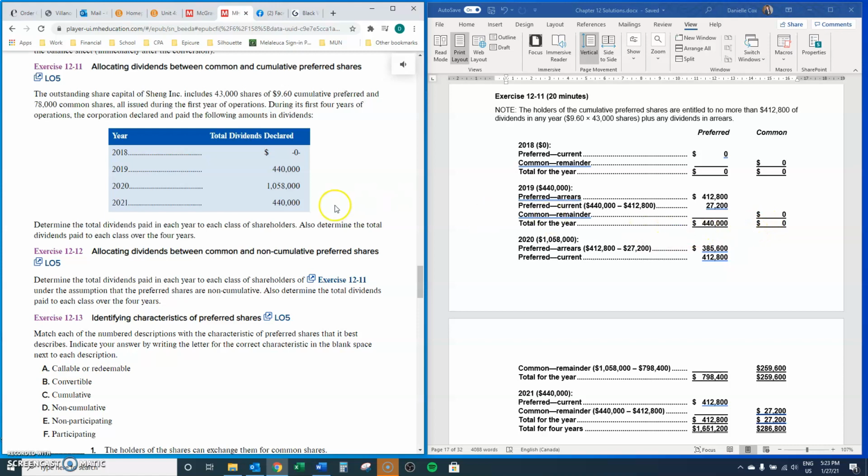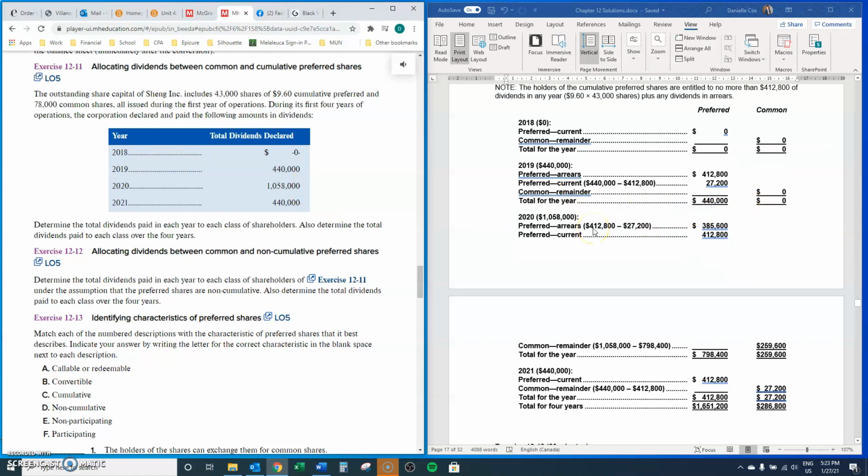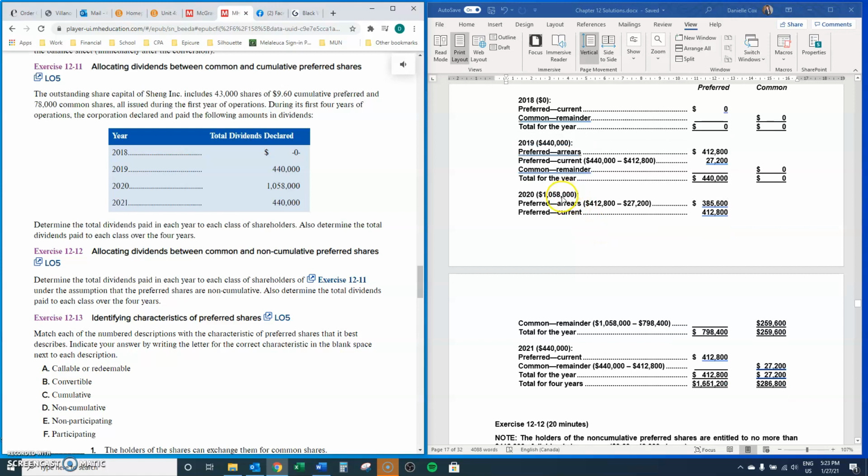In 2020, there was over $1 million declared. Let me scroll up. So, first of all, they have to go back and pay any arrears to the preferred shareholders. So they were supposed to get $412,800. They only got $27,200. So that balance gets paid to them first. Then their current year dividend of $412,000 gets paid. After that, any balance from that $1,058,000 gets paid to common shareholders.